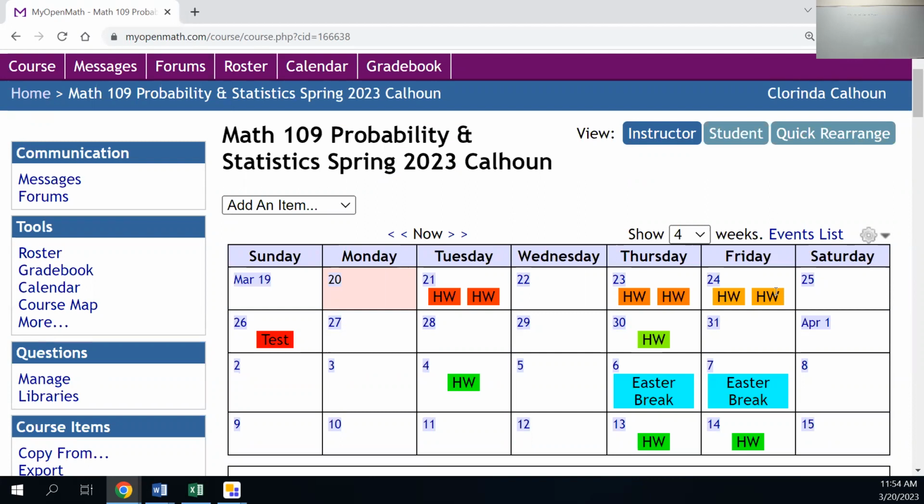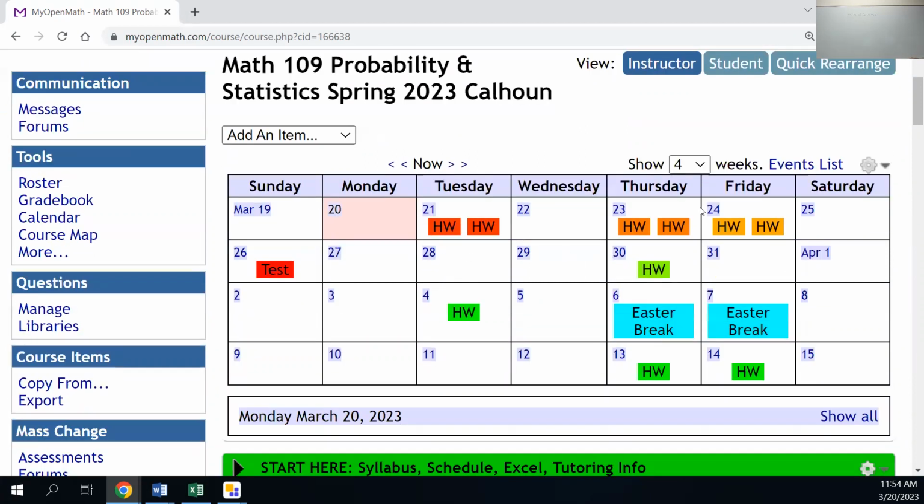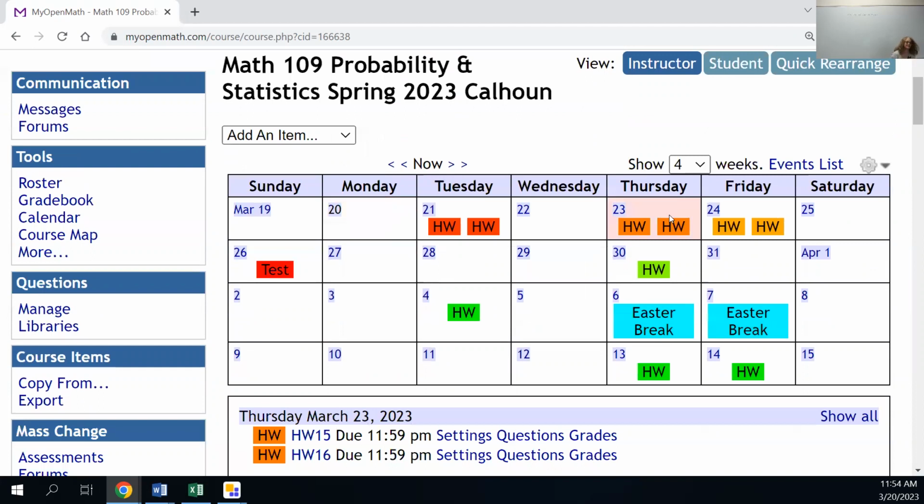Then Thursday, the two from today. So the two homeworks we did today, let's see, what's the numbers? Well, 15 and 16. So 15 and 16 are what we worked on today.